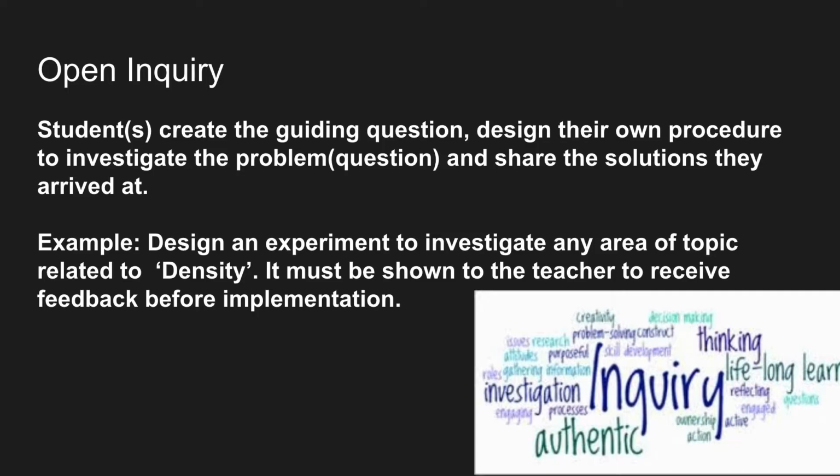Open inquiry is an awesome way to think about a final assessment. So after you've been engaged in a lesson on density, could a student do this? Could they come up with this on their own, this opportunity to really engage openly and ask questions that they are curious about?